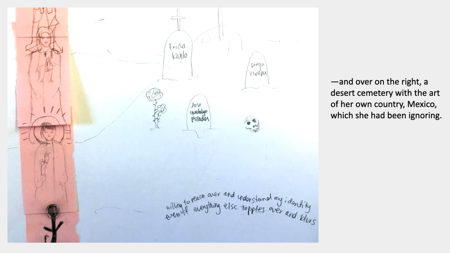So there's a grave, Frida Kahlo, Diego Rivera, and down at the bottom she wrote, willing to reach over and understand my identity even if everything else topples over and blurs. She was also feeling bad for having studied non-Mexican, mostly European art in Mexico and then coming to Chicago and studying more of it. So these drawings can also be a nice chance for you to think about things that are maybe like haunting or something.